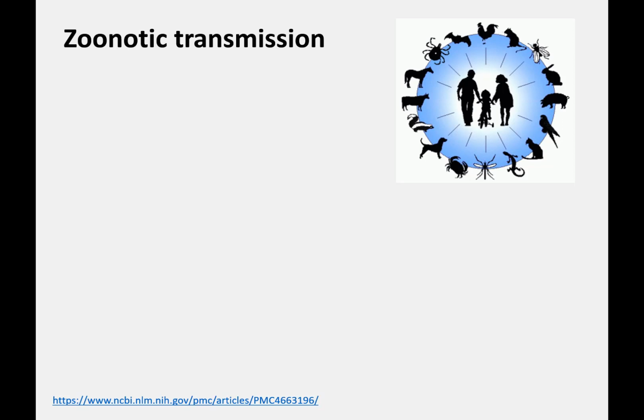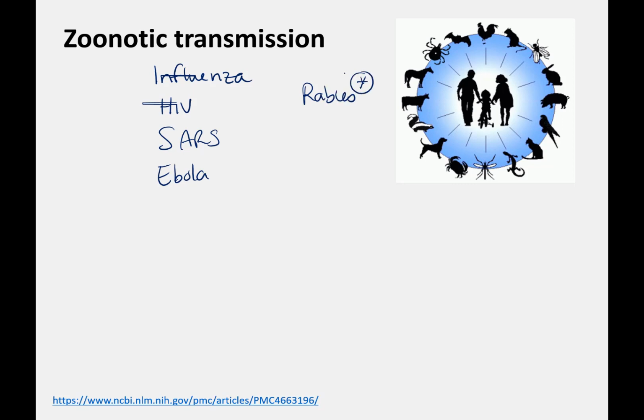The guesstimate is about 75% of emerging diseases are mostly viral. There are some protozoan ones, and they're coming from animal reservoirs. So some examples of zoonotic viruses are influenza, HIV, SARS, Ebola. I'm going to put rabies over here because a lot of these have already moved from animal to human. Rabies is one that commonly still moves animal to human, right?